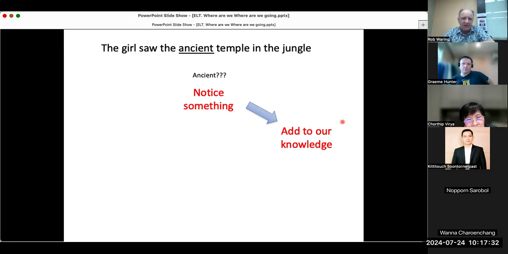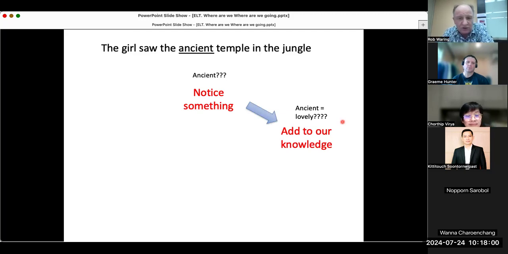So the student's looking at the sentence going, okay, ancient temple in the jungle. Temple in the jungle. Okay, I'm thinking of Ayutthaya, thinking of Sukhothai, thinking of Angkor Wat. They're very kind of lovely temples, aren't they? Maybe that works. Lovely. How does that work? So she's made a guess. She guessed that the word ancient means lovely, and goes back to the sentence, "The girl saw the lovely temple in the jungle." Okay, well that seems to make sense.